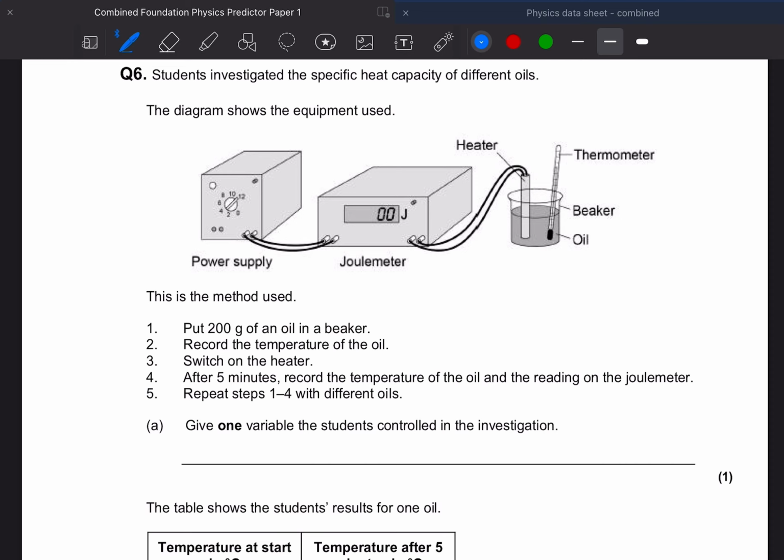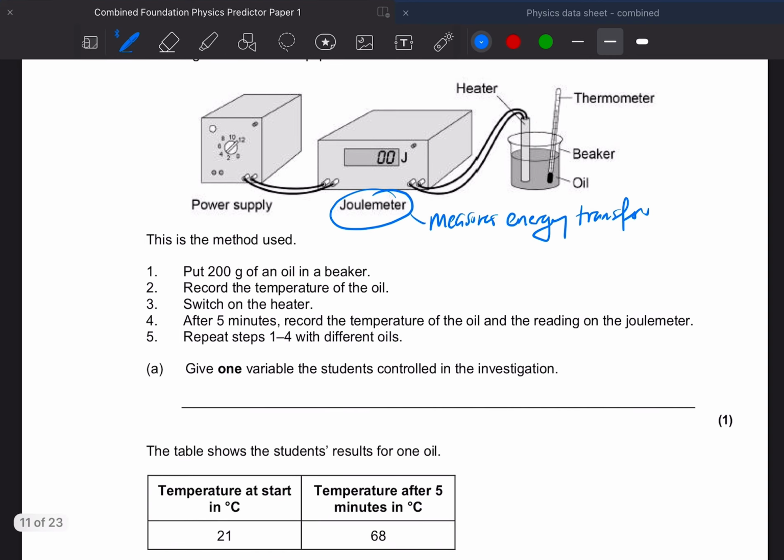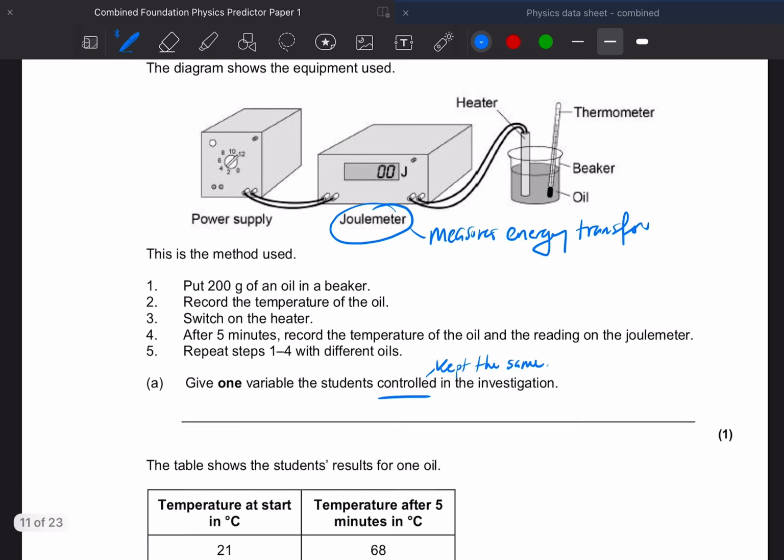So you're given a method, so we aren't going to have to come up with a method, and we're using a joule meter here, which measures energy transfer. So give one variable that the student controlled in the investigation. So controlled means kept the same. So we're going to read the method and find anything that was kept the same.